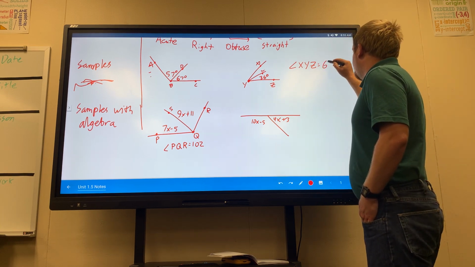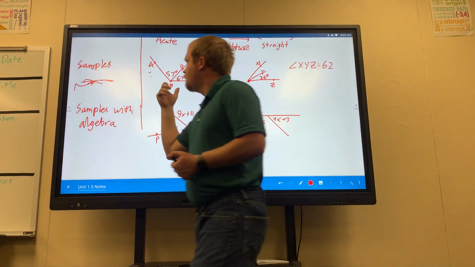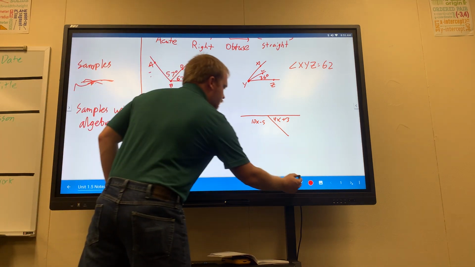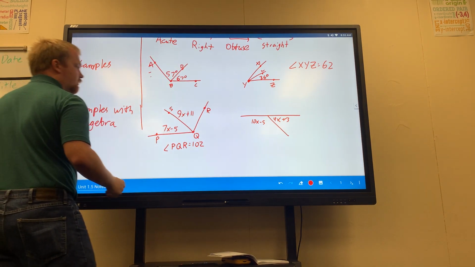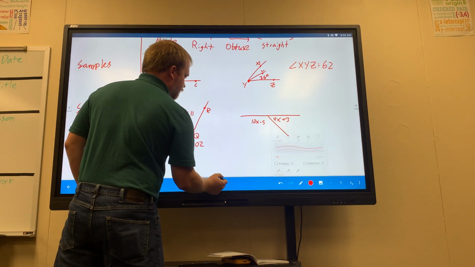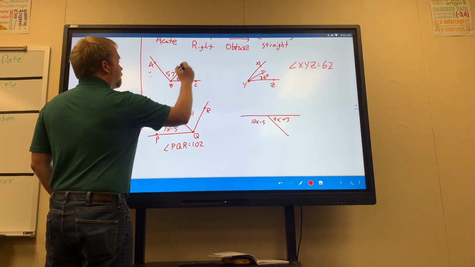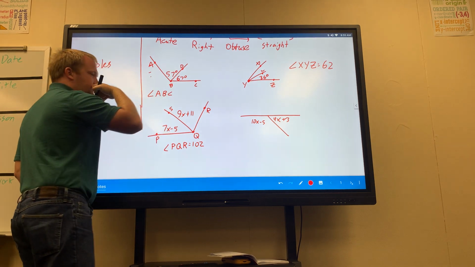Excuse me, not 72, not my notes. 62. Now, real quick, what I want to be able to do is find the missing angles. So the first thing I want to do is find angle ABC.